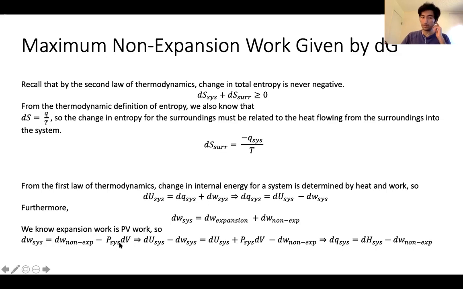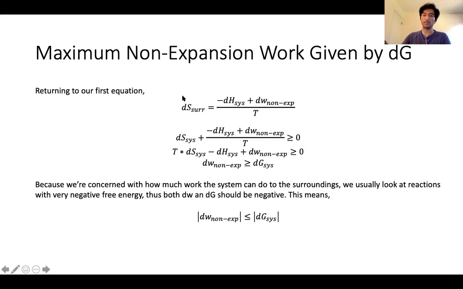And furthermore, if you recall that the definition of enthalpy is equal to U plus PV, which is an assumption that only holds if you're at constant pressure, which is the assumption that we're making here, then you can further rewrite this as the amount of heat flow going into the system is equal to the change in enthalpy of the system minus the non-expansion term of the work. And if we take this result right here, that dq sys is equal to dH sys minus dw non-expansion work, and plug it into here, then we arrive at this expression for the total change in entropy for the surroundings.